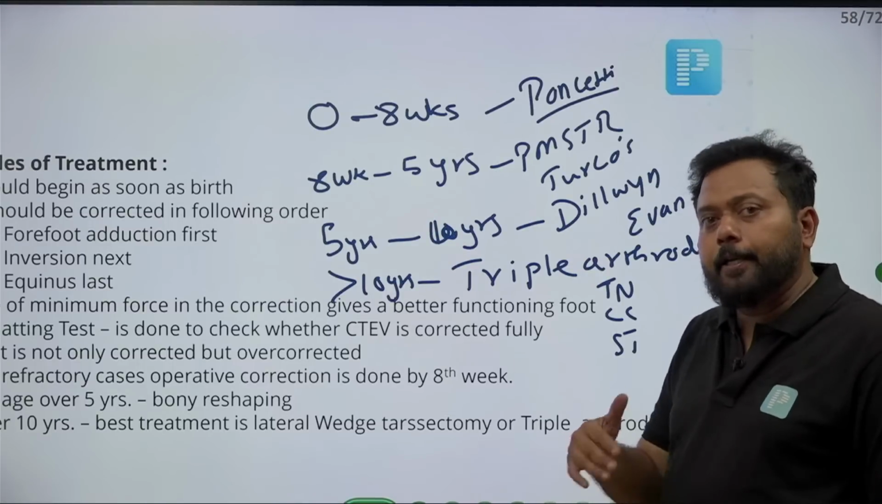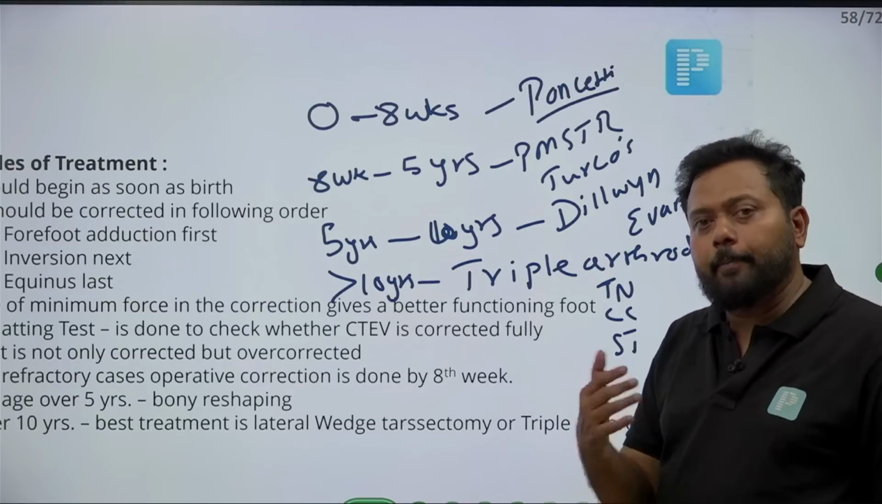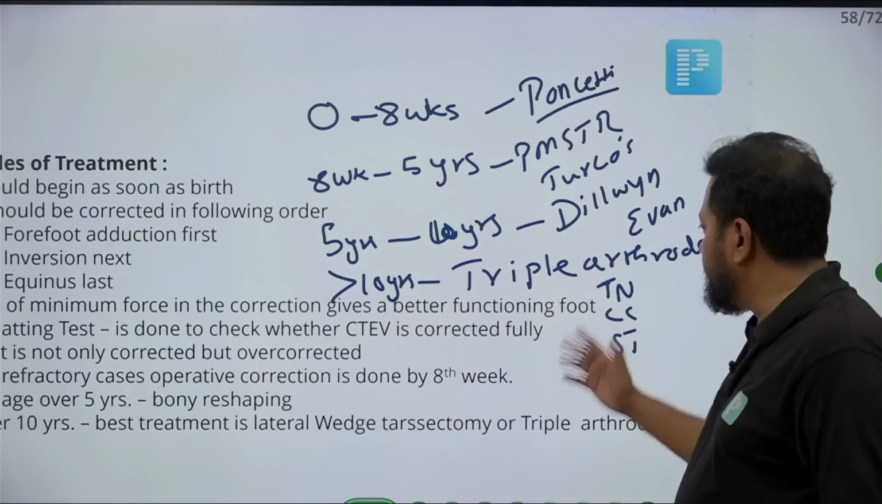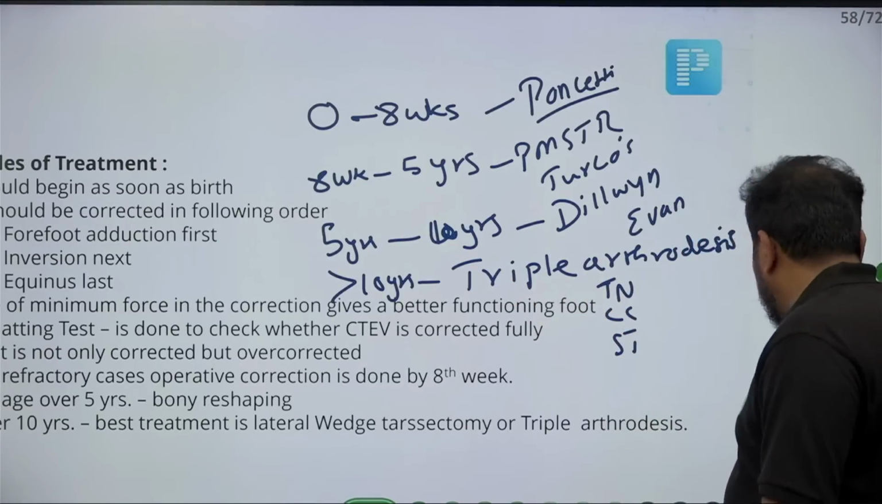So if a child more than 10 years comes to you, or even by 10 years you are not able to correct it, that is called neglected CTV. The only surgery available is triple arthrodesis.